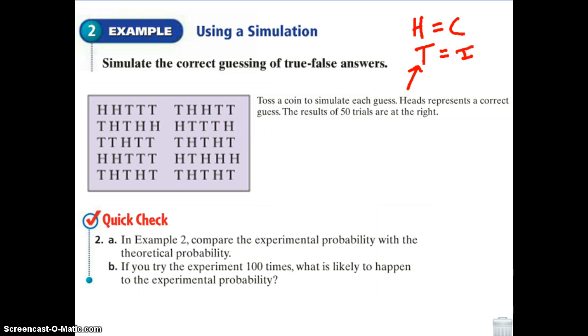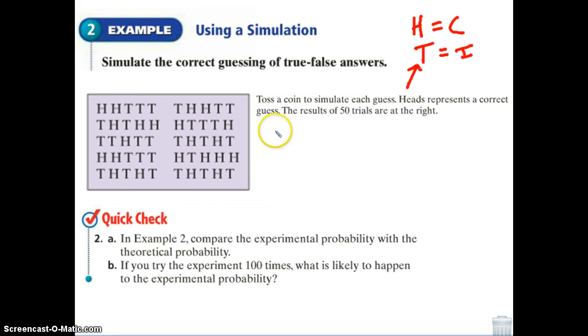So here's the trial. They flipped a coin 50 times. What I want you to do is go right now, pause the video, and count how many heads and how many tails there are. After counting the heads, I got 22 of them, which means tails would mean I got 28.